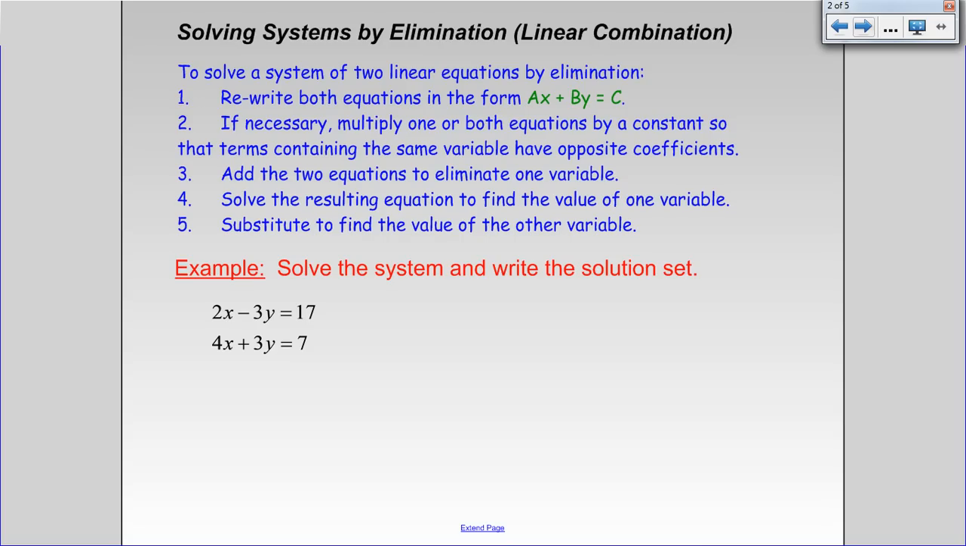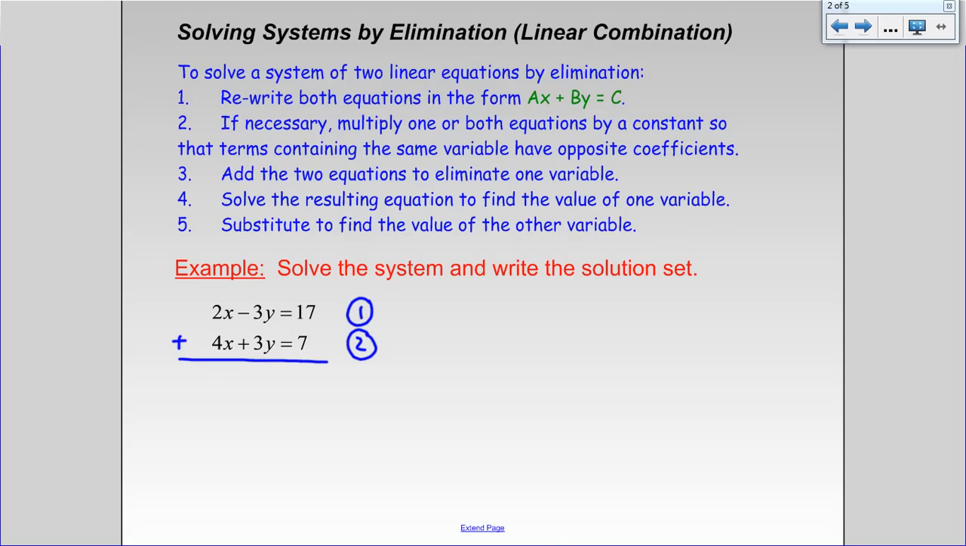In our system, 2x minus 3y equals 17 will be equation 1, and 4x plus 3y equals 7, we'll call that equation 2 for easy reference. Notice that both equations are already in the form ax plus by equals c, and also notice that the coefficients of the y terms are opposites. First equation has negative 3y, the second equation has positive 3y. So we'll move right to step 3 of our process, and we'll add the two equations together in order to eliminate the variable y.